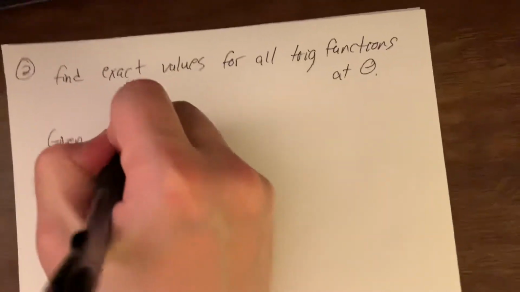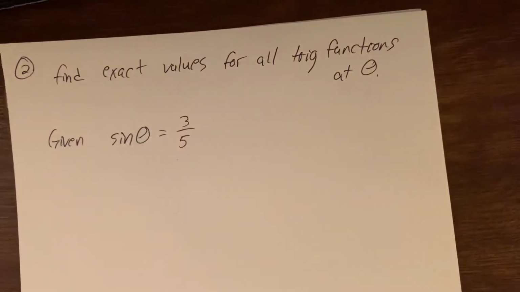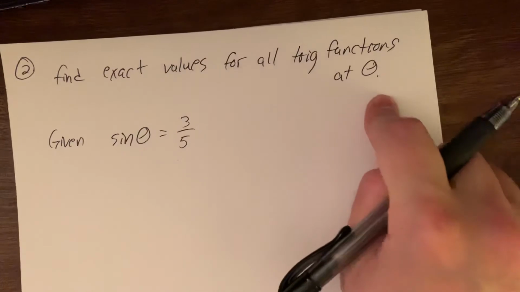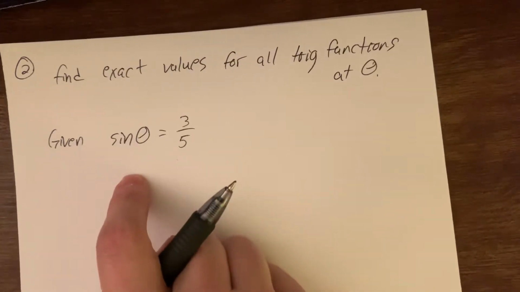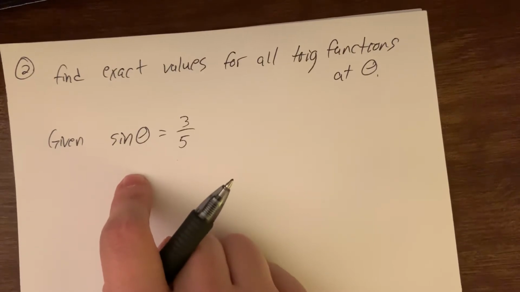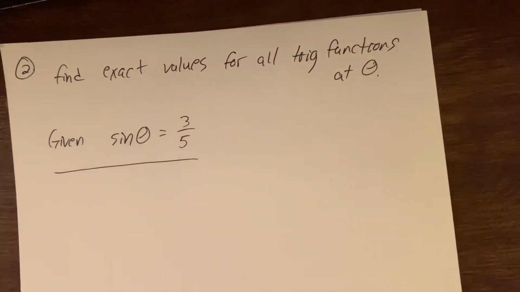You are given sine of theta equals 3/5. You want to evaluate all the trig functions at theta. Well, you already have one of them, but how the heck are you supposed to get the others? Well, we start work, okay? You are given this information first. And one of the first things to realize is that truly, once you know one trig value, you know the others.